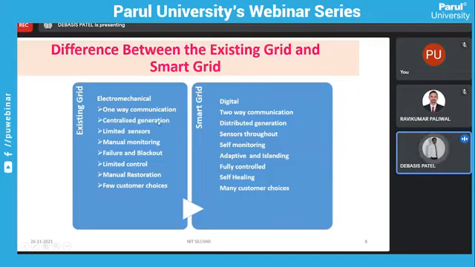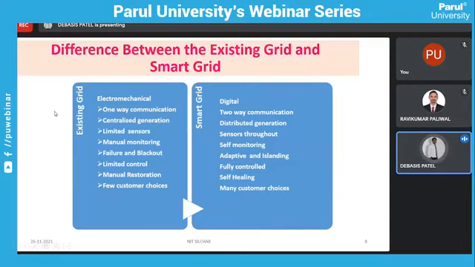Centralized generation. Centralized generation means what? Here in the existing grid, we depend upon thermal power plants or hydro power plants. That is called centralized generation. But here we have distributed generation, meaning we incorporate renewable energy, such as wind energy. Whenever you incorporate this renewable energy, what will happen? It also provides carbon emission reductions. Deficiency of electric supply can also be managed through our smart grid, right?